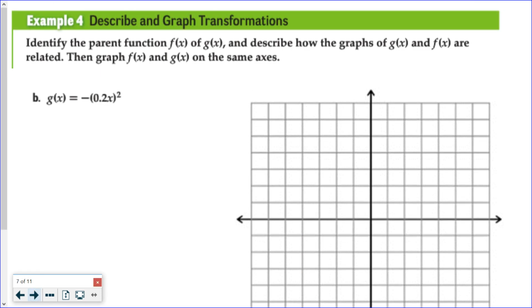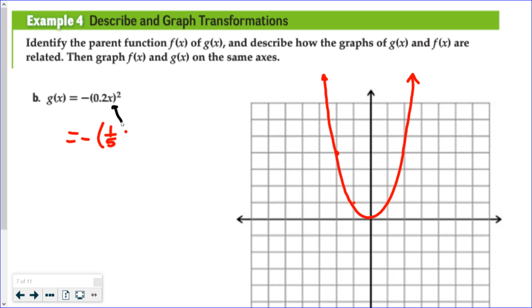All right, for B, now my parent function is x squared. Put my parent function back in red like we had before. It's our parabola, right? And it looks something like this. I can rewrite this 0.2. I know that can be written as a fraction as 1/5. So since we're in the parentheses, I'm going to call that a horizontal stretch. Remember, it does the opposite. It says to divide by 5, so we're going to do the opposite. We're going to multiply all of our x's by 5.